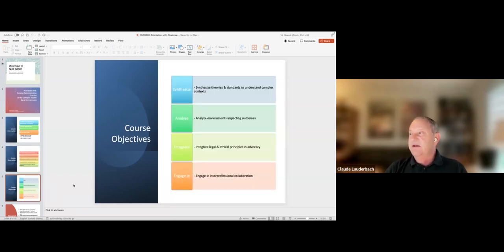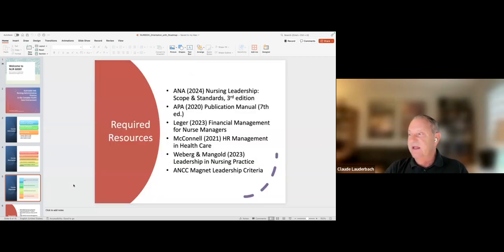The objectives are that students will be able to synthesize theories and standards to understand complex contexts for care delivery, analyze environments impacting outcomes, integrate legal and ethical principles in advocacy and other aspects of legal and ethical principles, and engage in interprofessional collaboration.